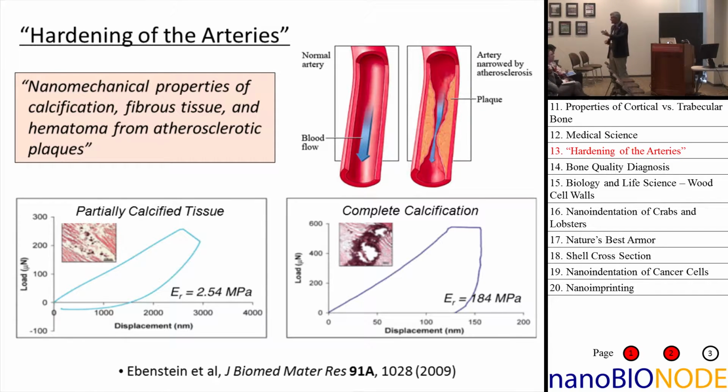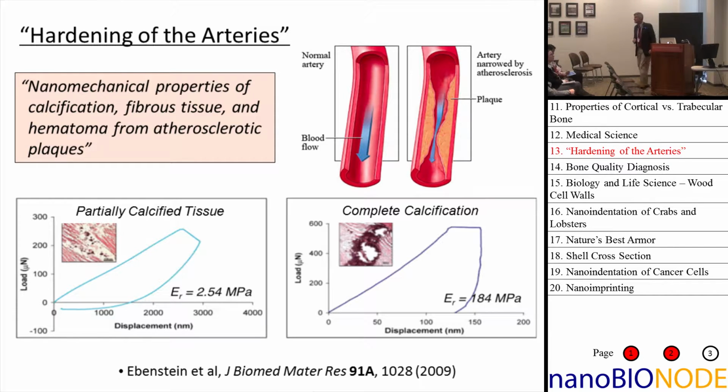indentations in the plaque to show what happens to the hardness and the modulus as time progresses. These things get pretty ugly as they go along, and the things get harder and harder and stiffer as you move on through these things.